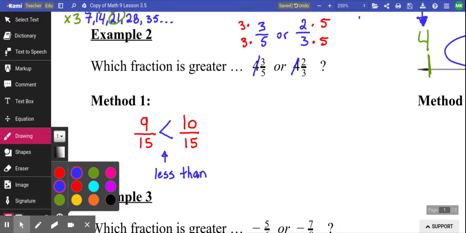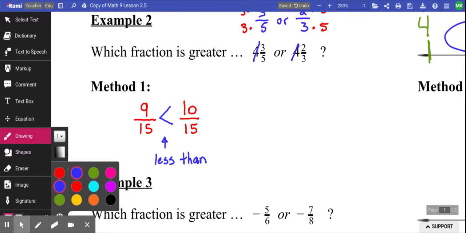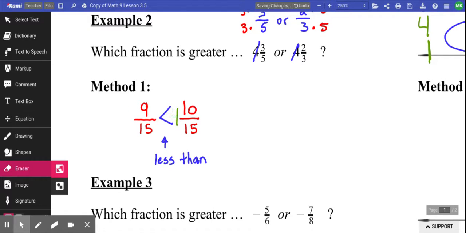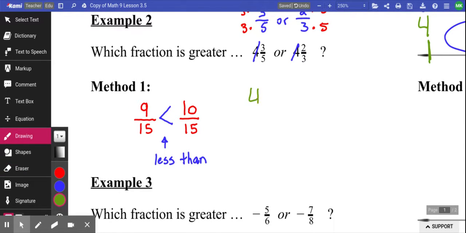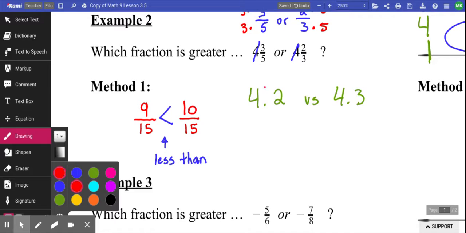So why did we get rid of like the 4? We got rid of the 4 because we knew they both started at 4, which was equivalent, and they were trying to figure out the decimal part that was bigger. So, for instance, this is still 4 9/15ths, and this is 4 plus 10/15ths. Oh, so the 4 is just like irrelevant. They're irrelevant because it's the same starting point. It's like having 4.2 versus 4.3. Right? We don't really care about the 4s because they balance out. But then we're just looking at the decimal values.